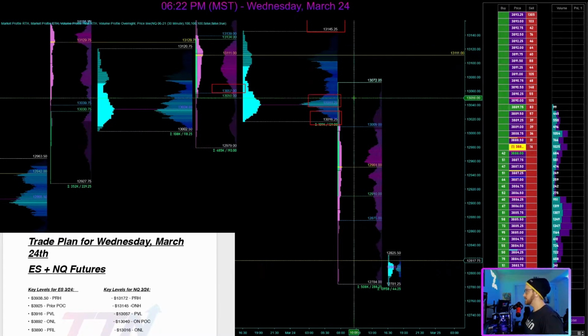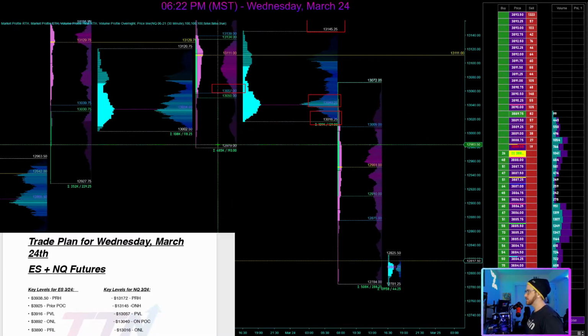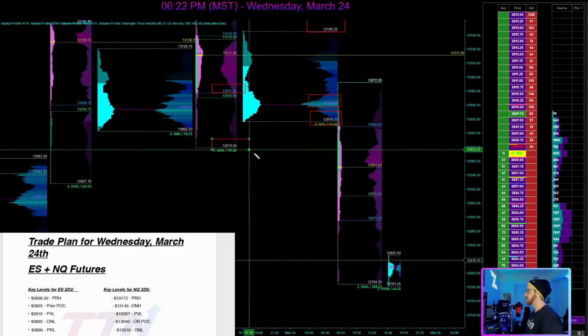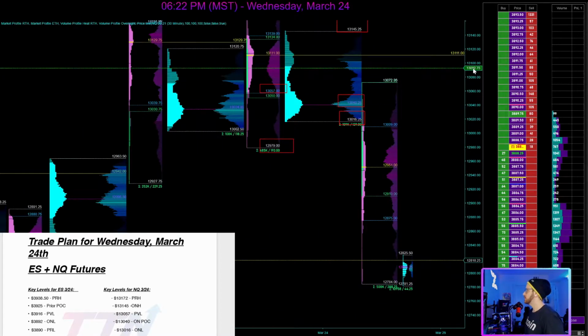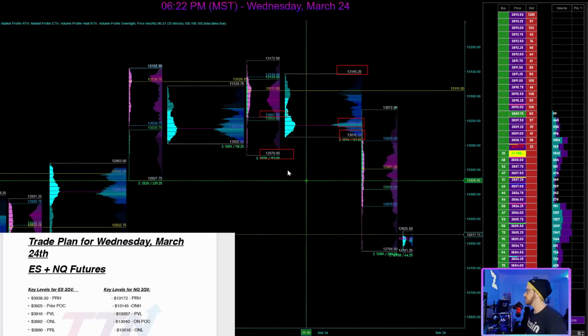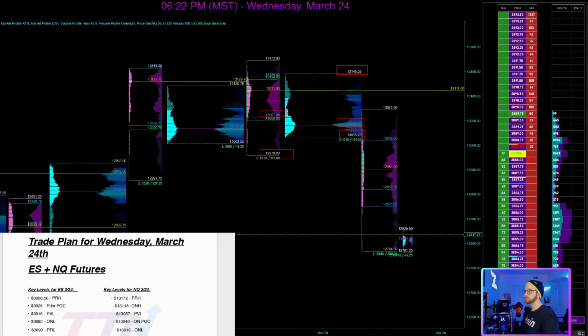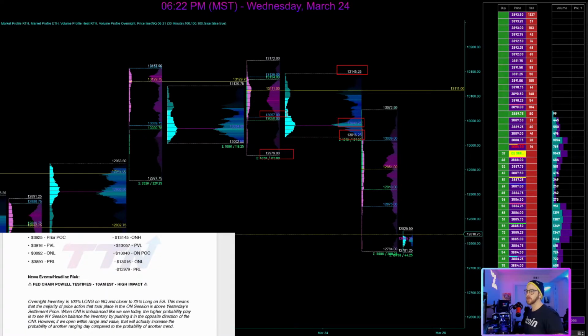Last but not least, after the overnight low, I was looking at yesterday's low at 12,979, and we got much further below that level as well, which we will get into in a little while once we move on to the targets. So, moving into the news events and the headline risk.